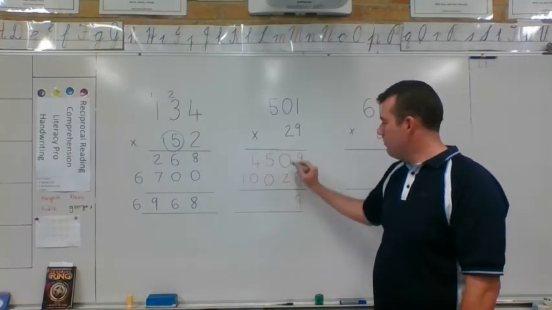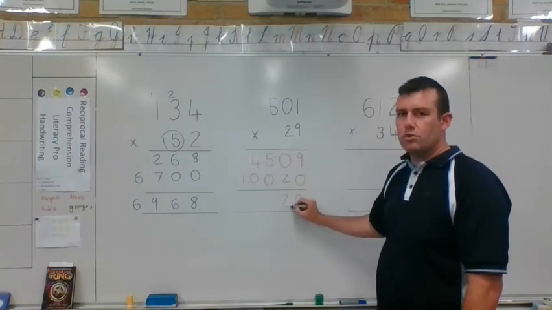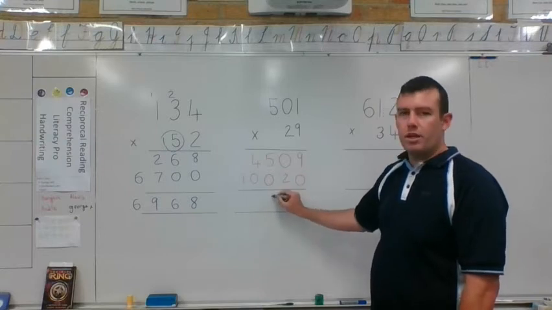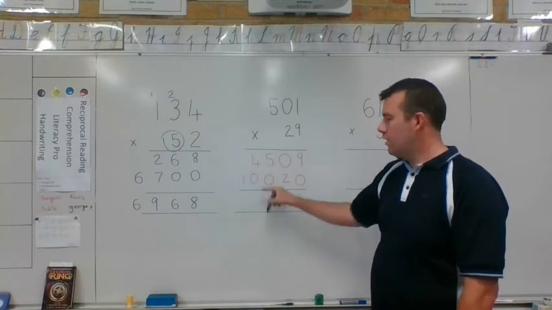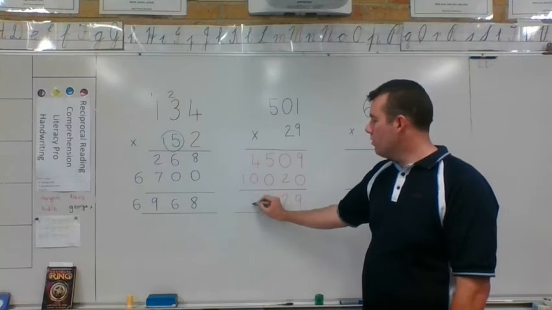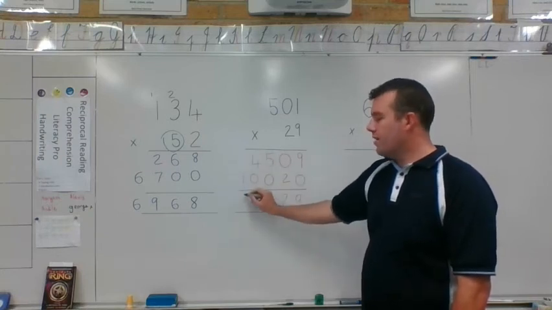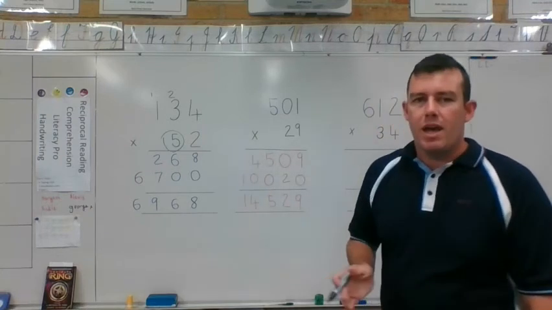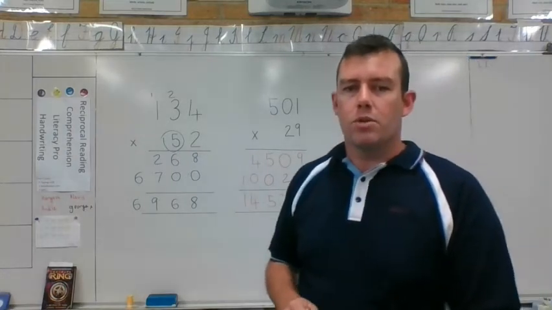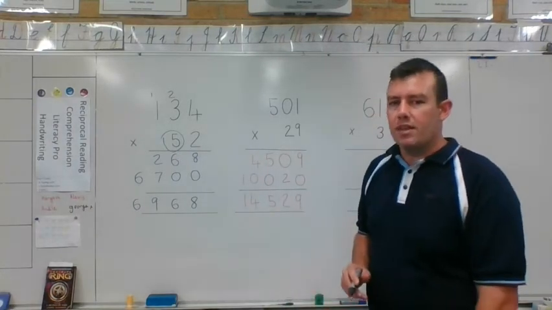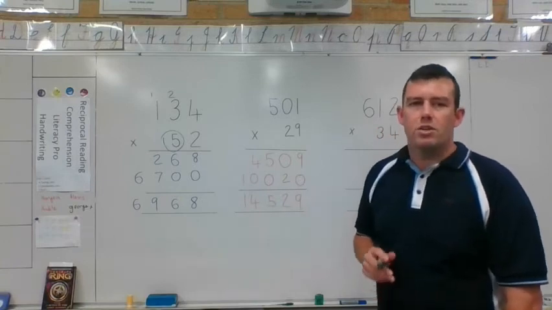So we have 9. 0 plus 2 is 2. 5 plus 0 is 5. 4 plus 0 is 4. 1 plus nothing is 1. So we have our answer, 501 times 29 equals 14,529.